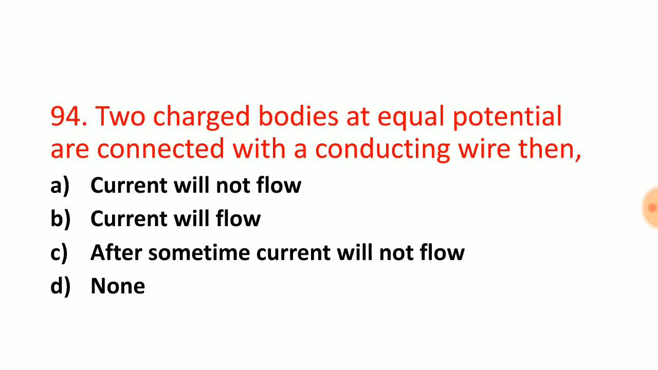Two charged bodies at equal potential are connected with a conducting wire. Then there will be no flow of current. Current will not flow because at equal potential, charge will not flow. There should be a potential difference for the flow of charge, that will ultimately give current.